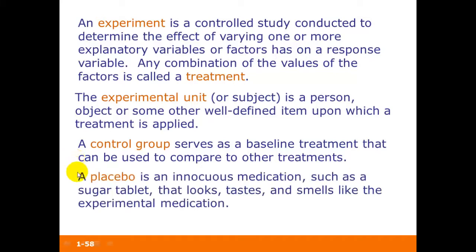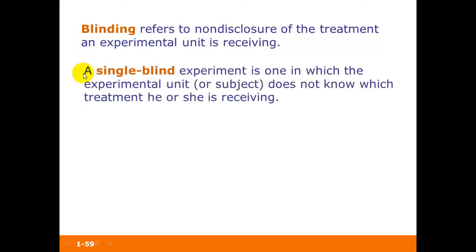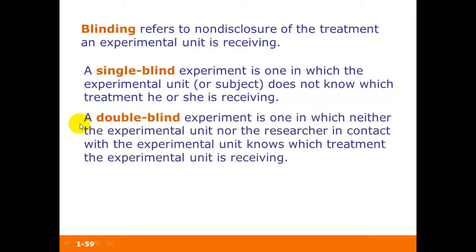A placebo is something like a sugar tablet that looks, tastes, and smells like the experimental medication. Blinding refers to non-disclosure of the treatment an experimental unit is receiving. So a single blind experiment is one where the subject doesn't know which treatment he or she is receiving. And a double-blind experiment is one where neither the subject or the researcher knows which treatment the subject is receiving.